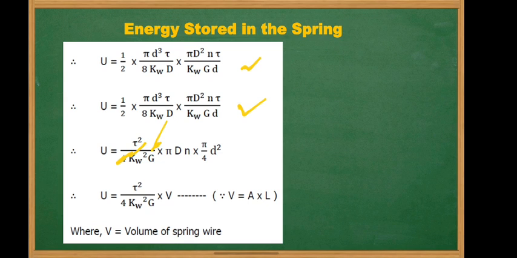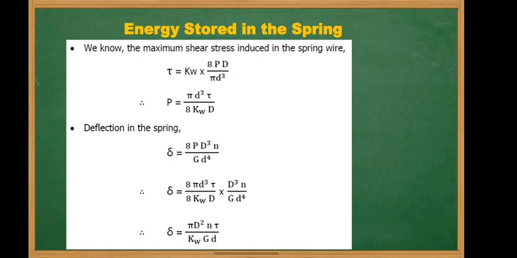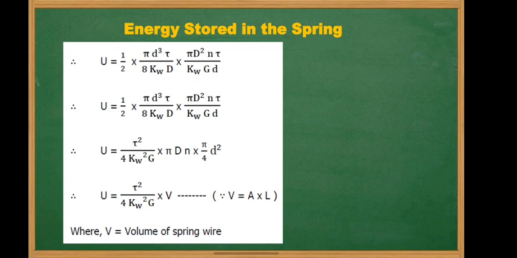So rearrange the equation. You will get tau square upon Kw square G multiplied by pi D N multiplied by pi by 4 d square. So here this pi D N is nothing but length and this pi by 4 d square is the area of cross section of the spring wire. So this area multiplied by length will become the volume. Therefore U is equal to tau square upon 4 Kw square G multiplied by V, where V is the volume of the spring. So this is the equation of energy stored in the spring.